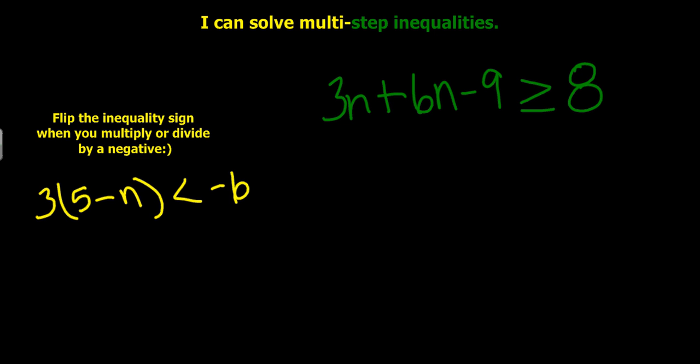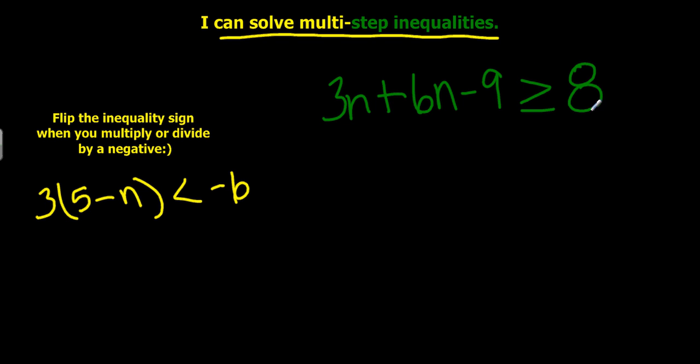Hello, math friends. Today we're going to take a little look at how you can solve multi-step inequalities. So we're going to really put all of our good algebra skills to work all at once. So let's just go ahead and take a look at a multi-step inequality. This would be an example right here. 3n plus 6n minus 9 is greater than or equal to 8.